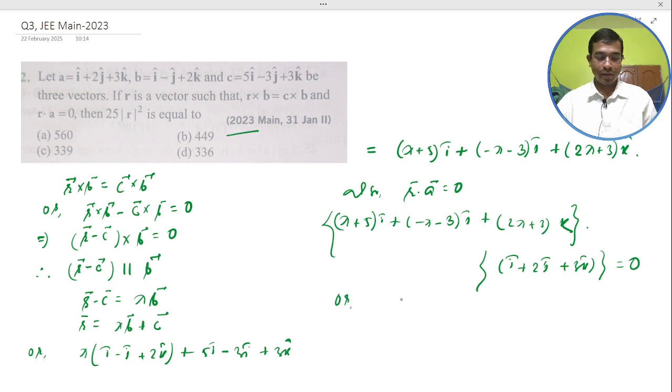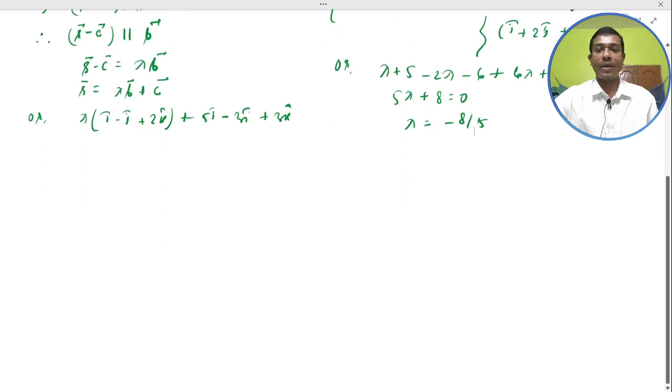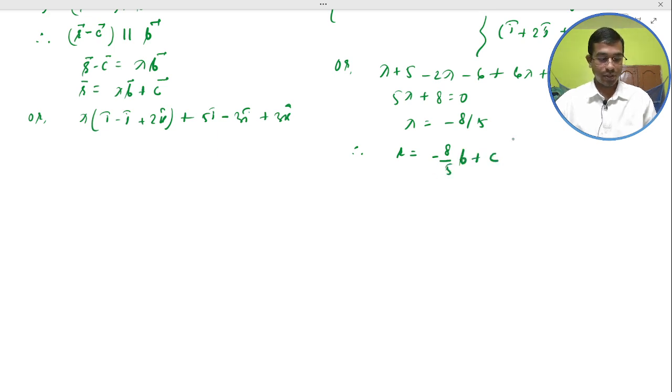Or this will become lambda plus 5 minus 2 lambda minus 6 plus 6 lambda plus 9 equal to 0. That means 5 lambda plus 8 equal to 0. Lambda would become minus 8 by 5. So with lambda minus 8 by 5, R would become minus 8 by 5 into B plus C. Put this value. That means 5R is equal to minus 8B plus 5C.